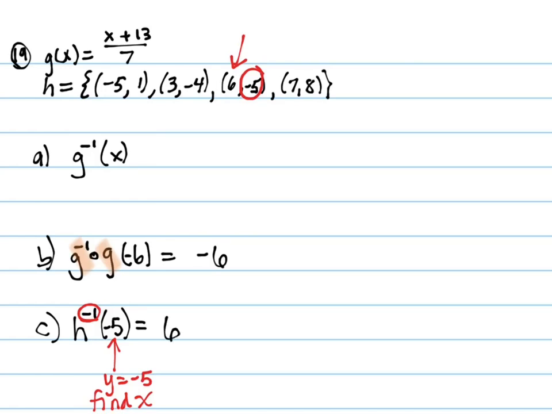So B and C are definitely hands down easier than part A. Part A is the one where we literally have to do some work. What we do is we switch where x and y are and we resolve for our new y. So this is x equals y plus 13 over 7. Y, or f of x, becomes x, or g of x in this case, and x becomes y. And then I have to solve. So what would I do first to solve this?